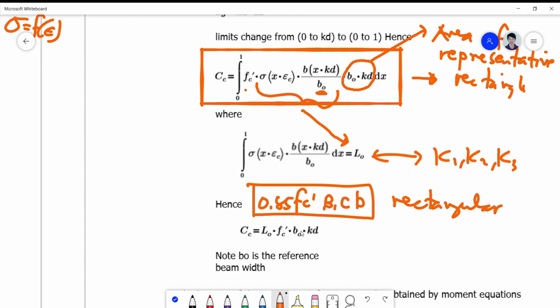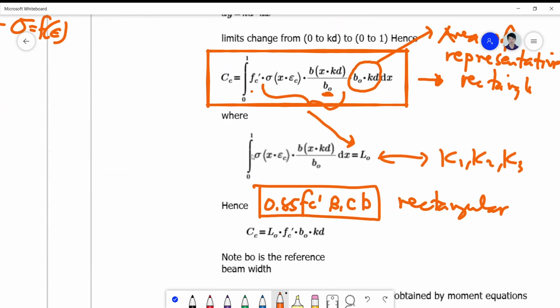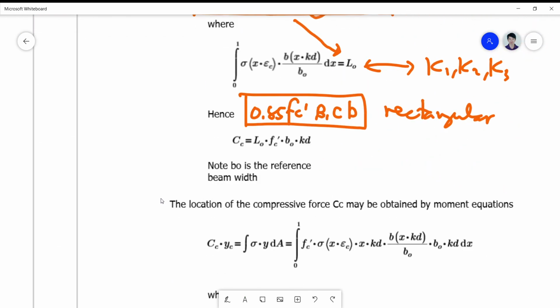But this is not a rectangular section, class. It's an irregular section. We just mapped it to become a natural coordinate. That's why it appears to be a rectangle, but this is not a real rectangle. So note that bo is simply the equivalent width, the representative width, or simply the reference width of the beam.